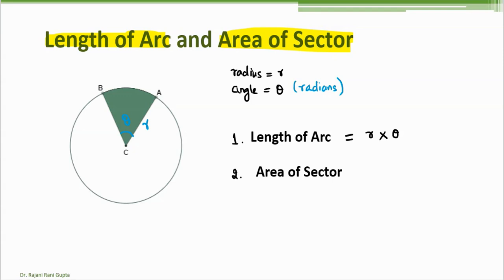And to find the area of sector, the formula is R square over 2 times theta. Again, it's important that the angle should be in radians. Only then can you use these two rules.